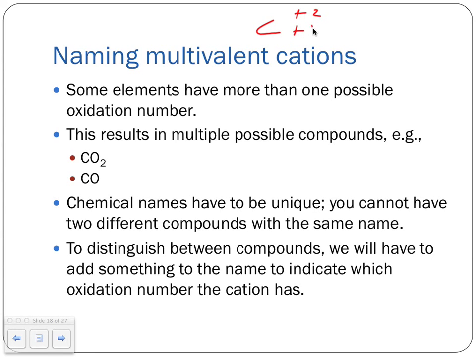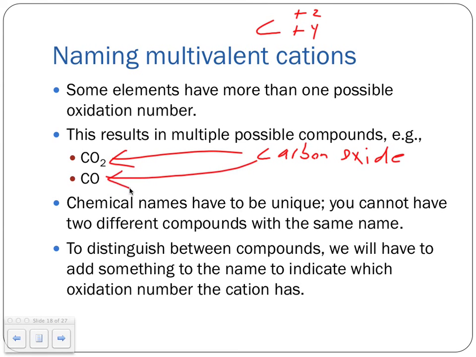This causes a problem with naming because normally, using the monatomic rules we talked about before, this would just be carbon oxide. But carbon oxide could be either this one or this one. That's the problem we ran into with carbon and with elements having multiple possible valences. We need a way to give it a unique name. That's the rule. Chemical names have to be unique.